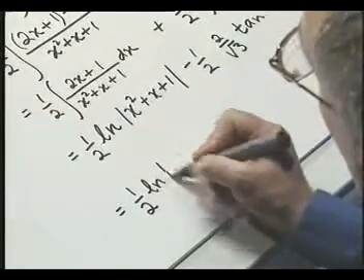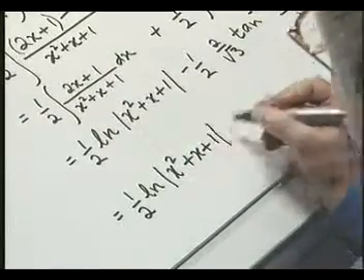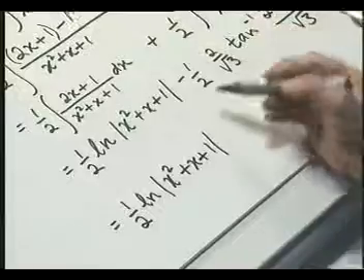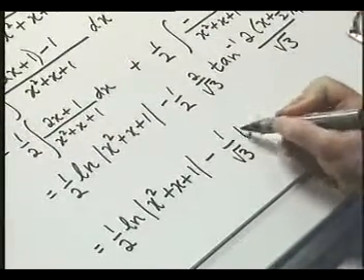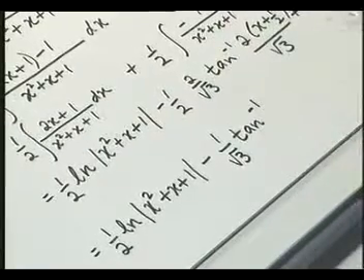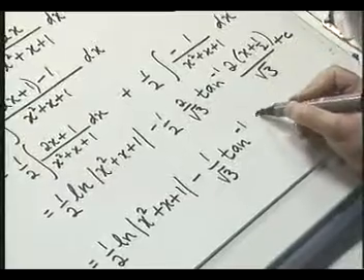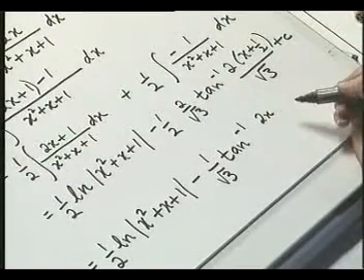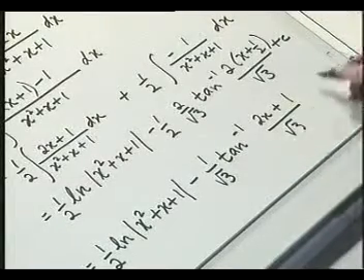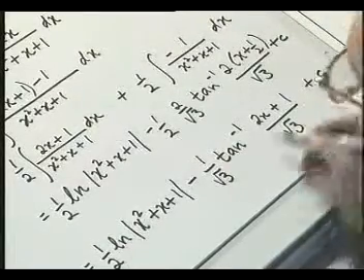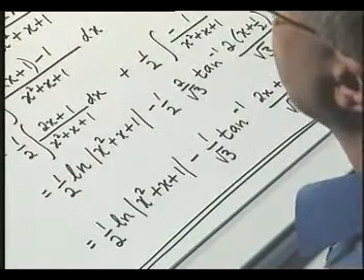A half the logarithm of x squared plus x plus 1. The 2's will cancel here, so I'm left with minus 1 over root 3 inverse tangent. And it might be nice just to multiply these brackets out to finish it off, so I'll have 2x, and 2 times a half is 1, all over root 3, plus a constant of integration. And that's the problem solved.